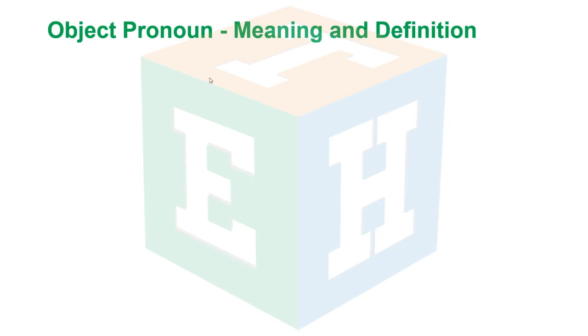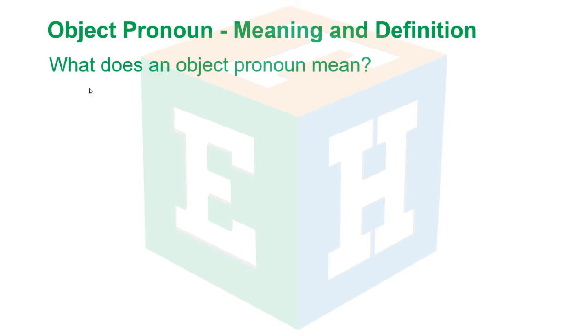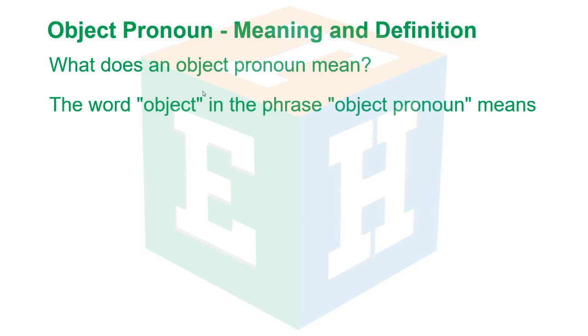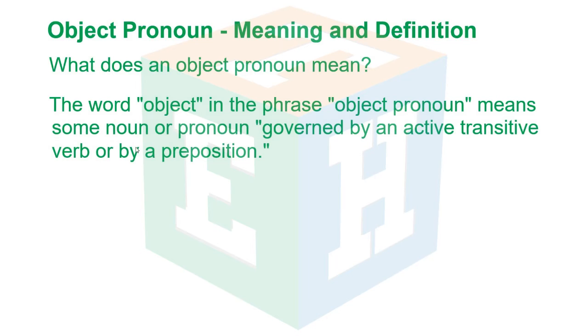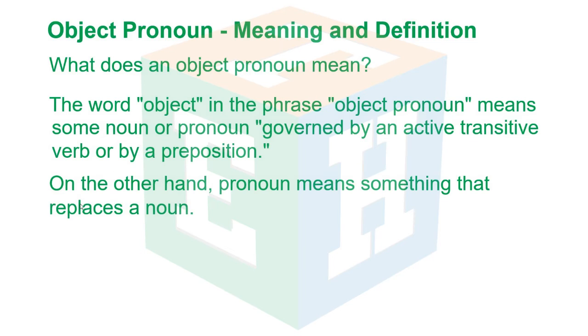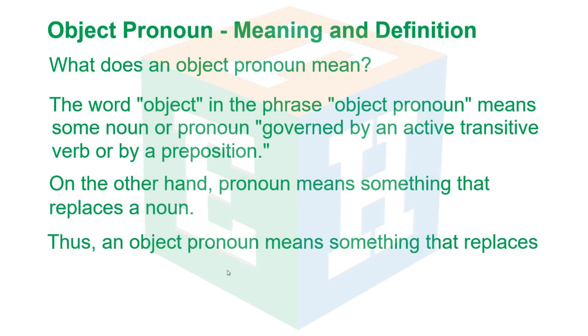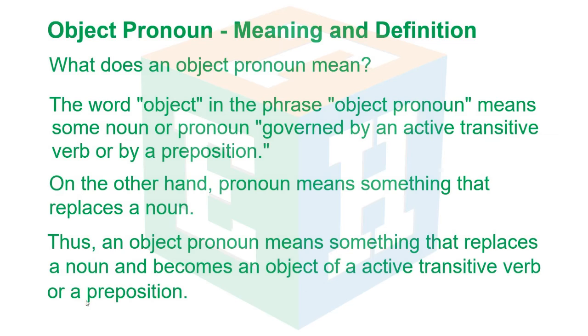Object pronoun meaning and definition. What does an object pronoun mean? The word object in the phrase object pronoun means some noun or pronoun governed by an active transitive verb or by a preposition. On the other hand, pronoun means something that replaces a noun. Thus, an object pronoun means something that replaces a noun and becomes an object of an active transitive verb or a preposition.